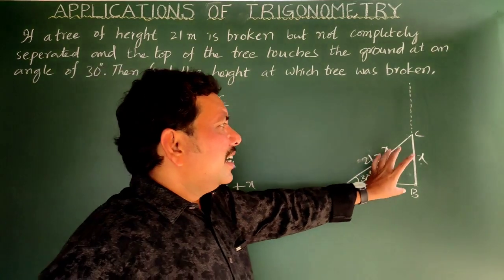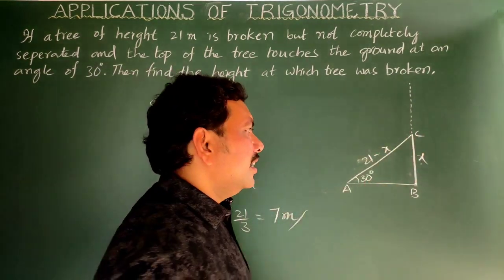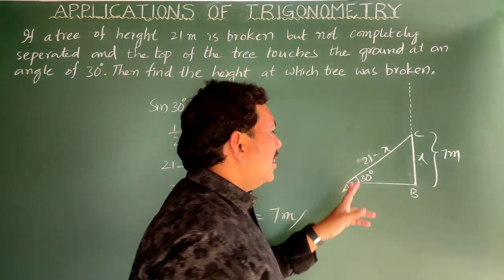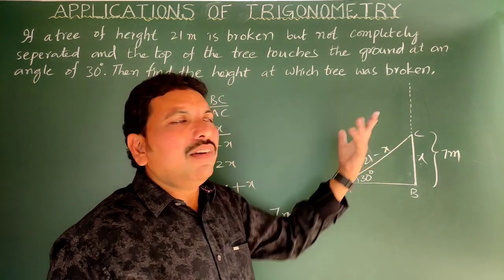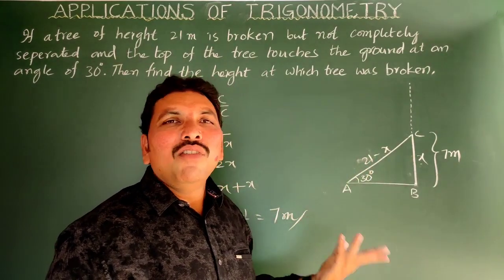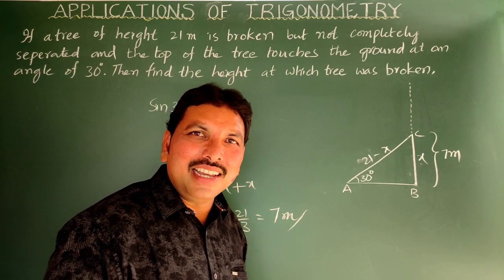So here the tree has broken at the point of 7 meters of the tree. So x is equal to 7 meters. Then how much is AC? 21 minus 7, that is 14 meters. Is it clear? Yes.